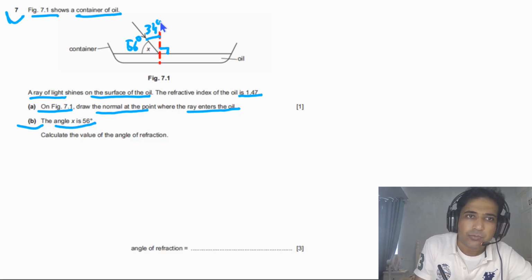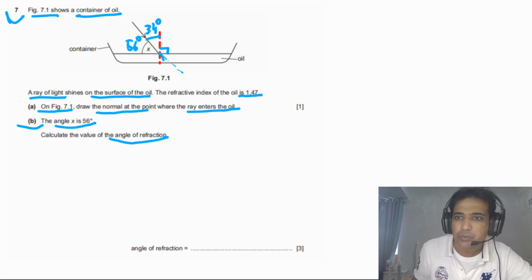So this angle has to be 34. We need to calculate the angle of refraction, meaning the angle in the oil. If there is no change in medium, the ray would go straight like this, but there is a change in medium, so it will bend towards the normal. Let me draw again. It will bend towards the normal like this.